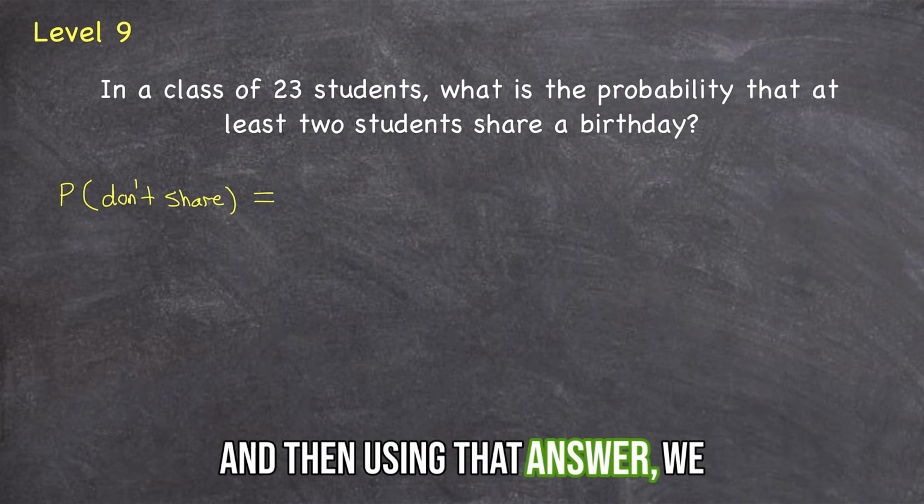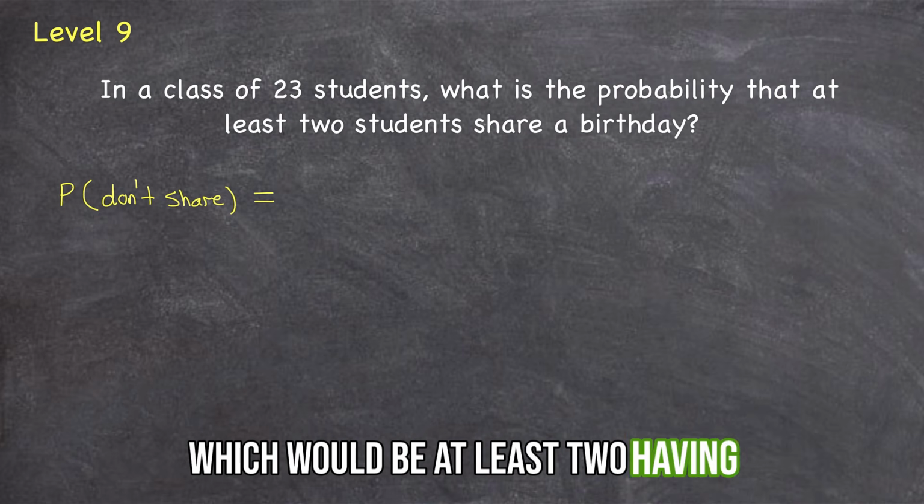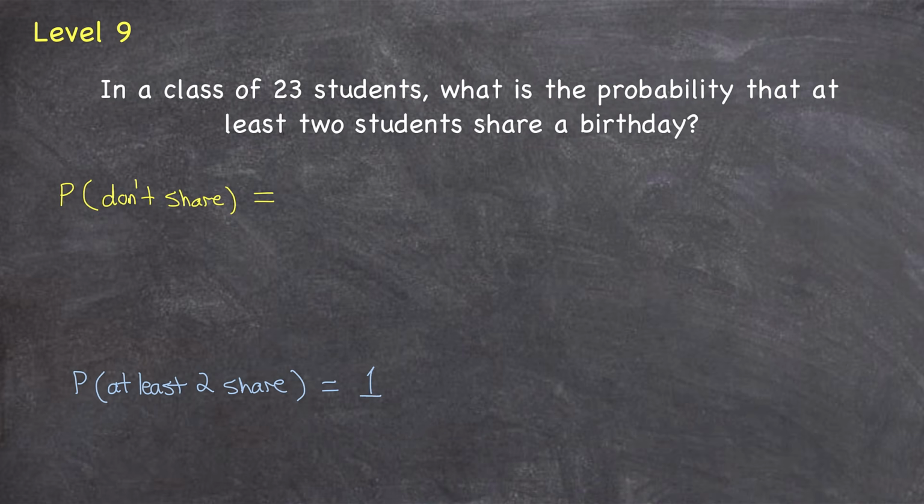And then using that answer, we could find the complement of that, which would be at least 2 having a birthday, by doing 1 minus the probability that no two people share. Now let's start up here by finding the probability that no two students share a birthday. So we'll think of all 23 students one at a time. We'll find each of their probabilities of having a unique birthday and multiply them together.